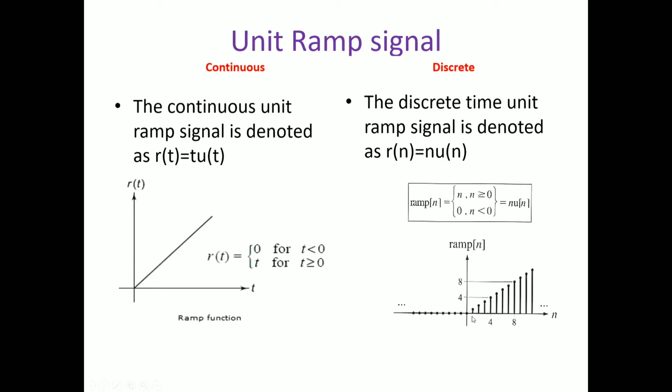And this is the graphical representation of the ramp signal. If you look at the signal at n equal to 0, you have 0. At n equal to 1, 1; n equal to 2, 2; n equal to 3, 3; n equal to 4, 4. Similarly, at n equal to 8, the amplitude is 8. So it is a ramp signal. You can represent it in the discrete time domain or in the continuous time domain. The shape of the signal is the same, but in continuous time the signal is continuous over 0 to infinity, whereas here the signal is discrete in nature from 0 to infinity.